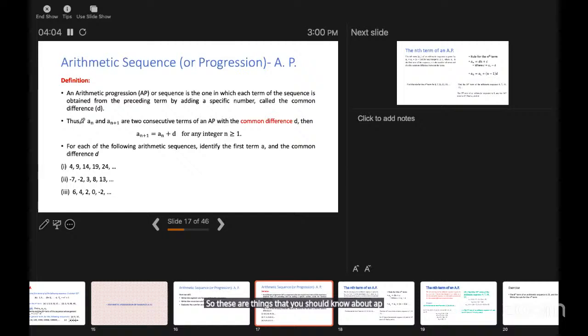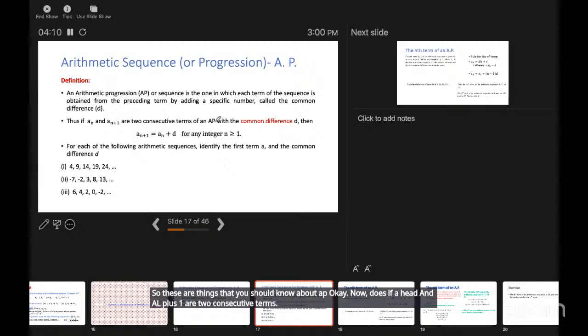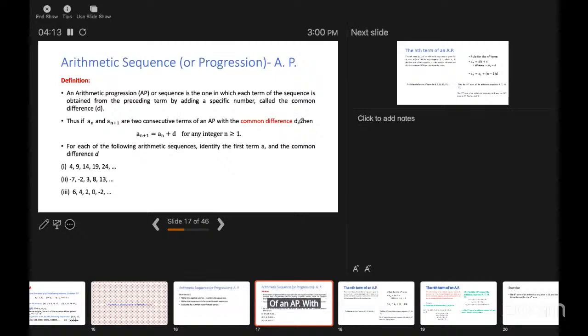Now, if An and An plus 1 are 2 consecutive terms of an AP with the common difference D, then An plus 1 will be An plus D. To get the next term, you add the common difference to the preceding term. So, for each of the following arithmetic sequences, identify the first term A and the common difference.